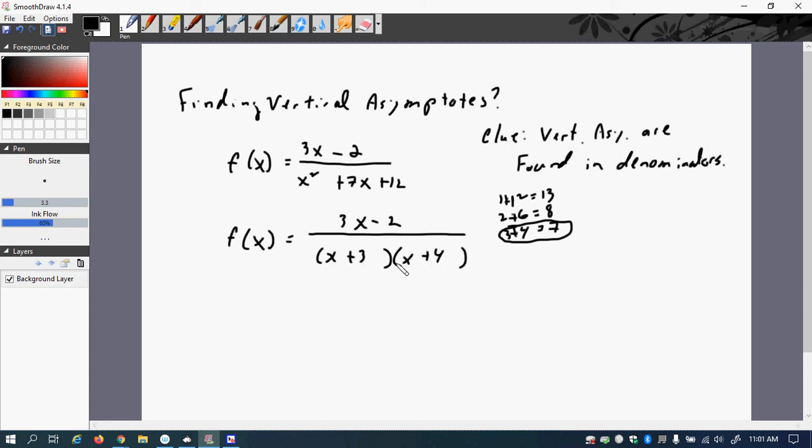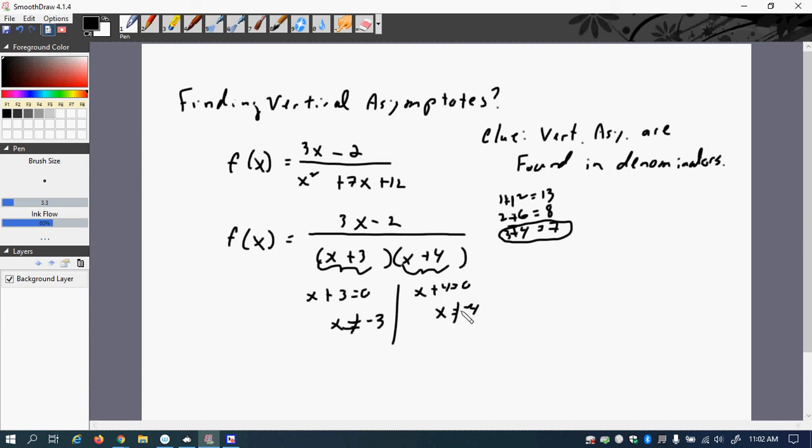So now I can analyze. I can see this piece right here. If I set it equal to 0, then x would be negative 3. So I couldn't have negative 3 in the denominator, because this would all go to 0, which makes it undefined. The same thing goes for this one. If I set that one to 0 and solved it, I get negative 4.